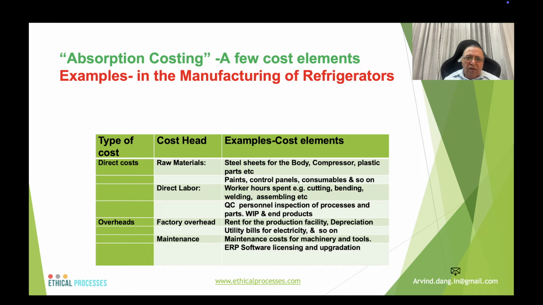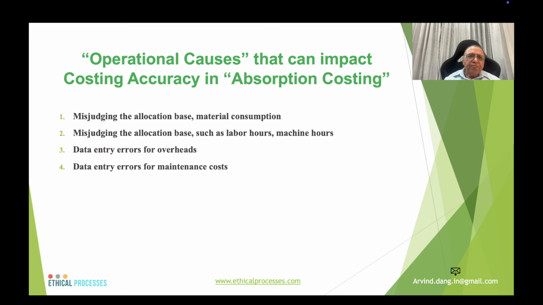Overheads include factory overheads: rent for the production facilities, depreciation, utility bills for electricity, and so on. Maintenance includes maintenance costs for machinery and tools, ERP software, licensing and upgradation cost, etc. These are just a few examples. There can be many cost elements.